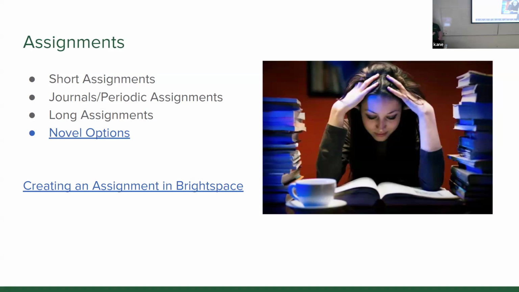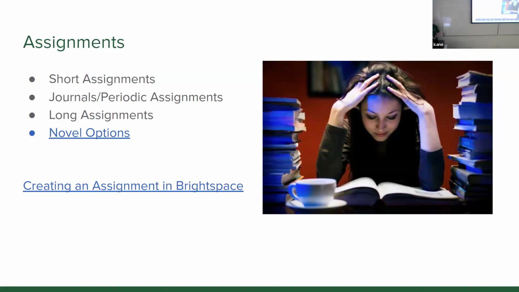The downside is if you want to do drafts, Brightspace doesn't really handle drafts that well. So what I would do is create ungraded stages for students to submit their work over time and get feedback prior to having the final assignment assessed.